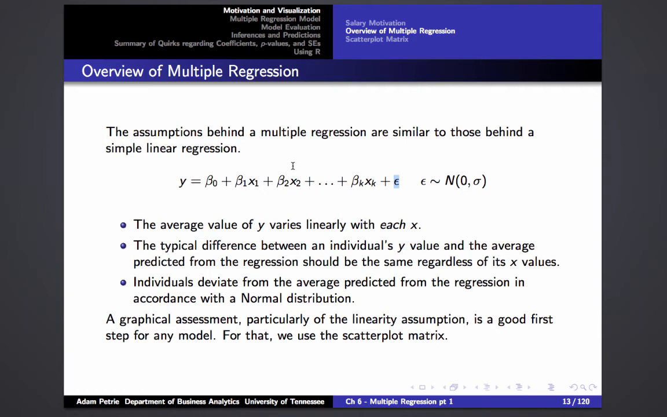And so just like with simple linear regression, there are a few assumptions that go behind the model. Number one, we assume that the average value of y varies linearly with each predictor variable.